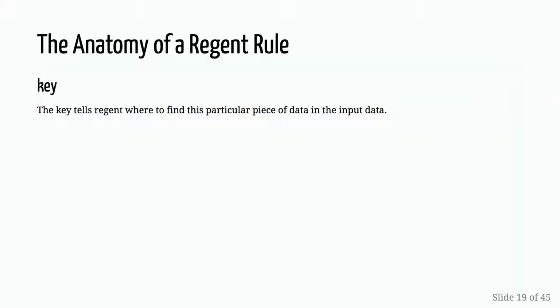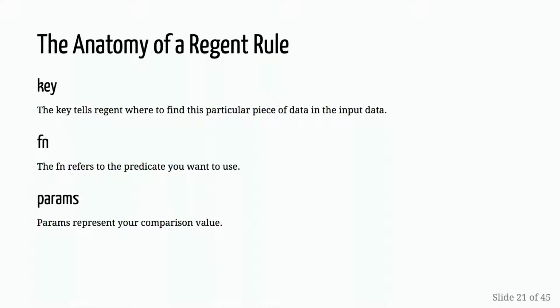This is old. This is not key anymore. In Regent 1.0, it was key. It's now left. Anyways, it tells Regent where to find a particular piece of data. The FN refers to the predicate you want to use. Params is now right. We realized that it was better to just have left and right, because then you can use the verb in the function to actually make it human readable. I'm so sorry that I didn't update that.